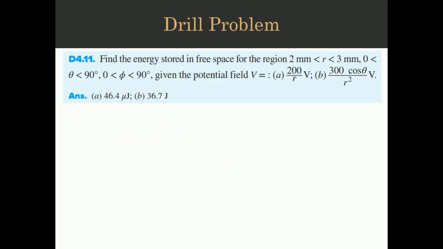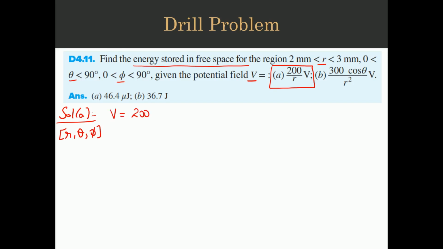The problem says: find the energy stored in free space for the region of r, theta and phi, given the potential field V. This means it is a spherical coordinate system. Let us do one portion of this problem, and the second part is similar, you can try it yourself. We need to find the energy stored in the free space. This is a spherical coordinate system because we have the values of r, theta and phi. The ranges are given. The value of potential is V equals 200 by r.